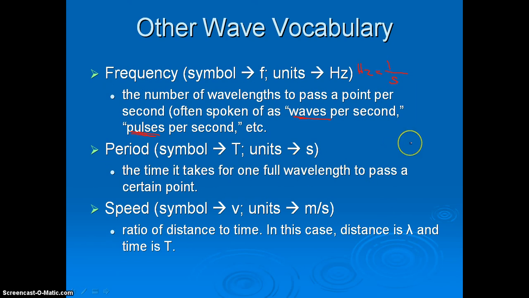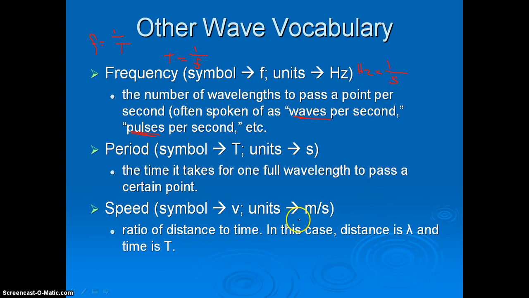It's the time it takes for one full wavelength to pass a point. Okay? Frequency was how many wavelengths pass a point per second. Period is how many seconds it takes for one full wavelength. Frequency and period are opposites of one another. Okay? So if I know the frequency, I know that the period is the inverse of the frequency. And if I know the period, I know that my frequency is the inverse of that.